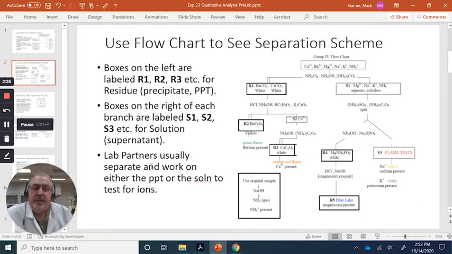Normally when we get to a branching area where we separate a precipitate from a solution, we use a centrifuge, and then the partner decants the solution, and one partner goes off and works on confirming what ions could be present in that solution, and the other continues working on the precipitate coming out of the centrifuge machine.